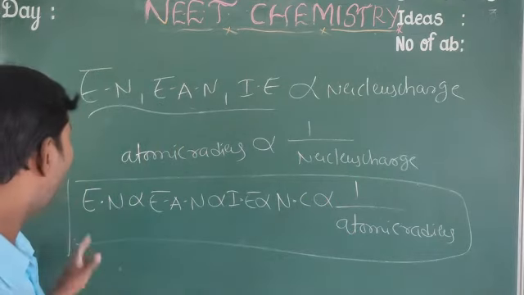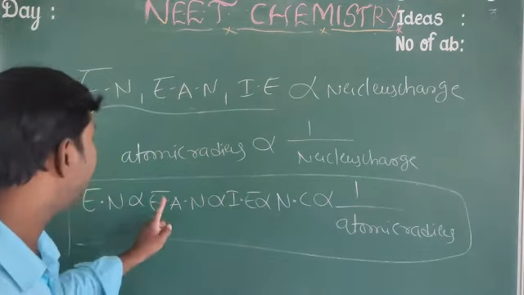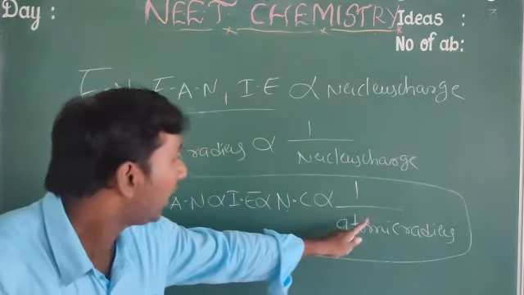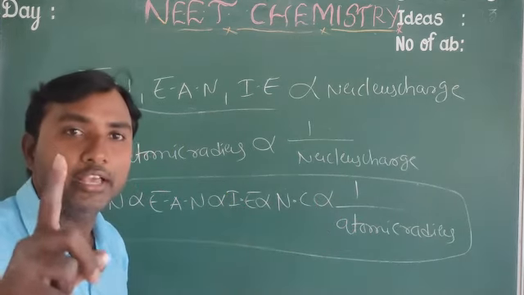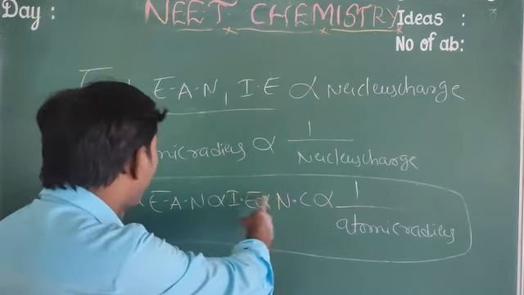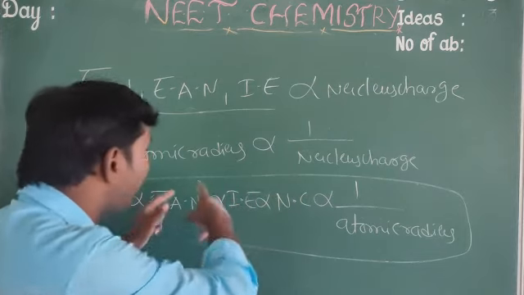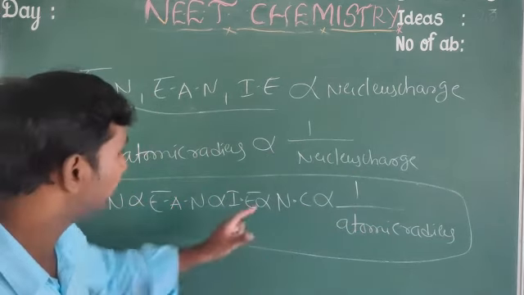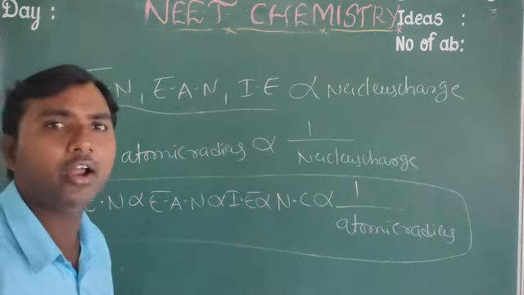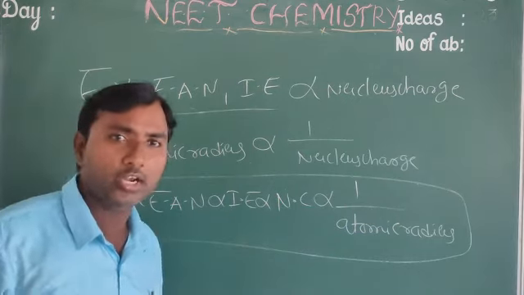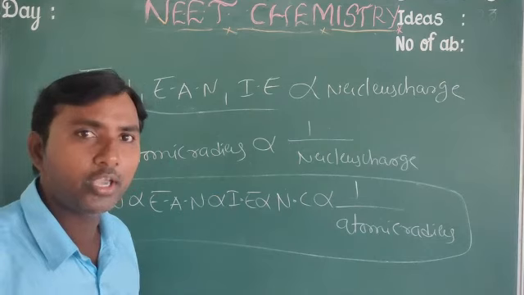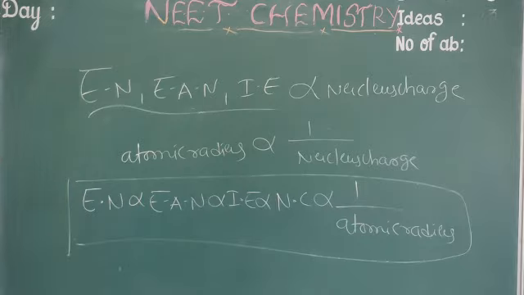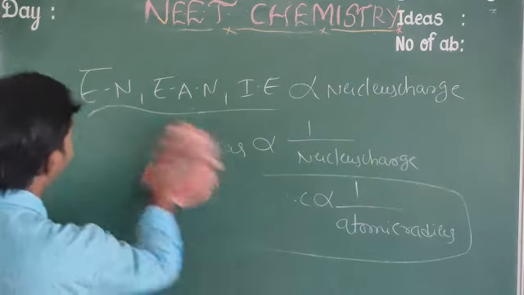Atomic radius is opposite to electronegativity, opposite to electron affinity, opposite to ionization energy, and opposite to nuclear charge. These four have the same relation, directly proportional. These four are inversely proportional to atomic radius. Because of this, it is a stable idea, general concepts you can easily understand. How do the trends vary across periods and groups? Okay, how do the trends change? You can easily understand.